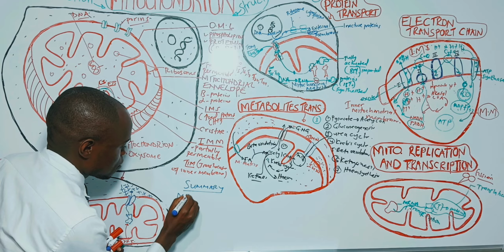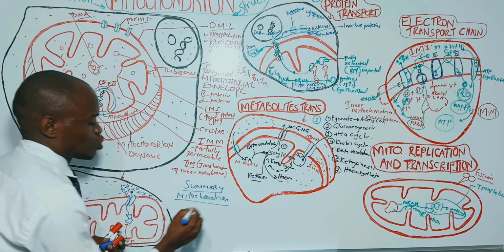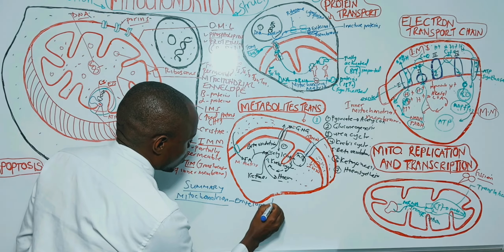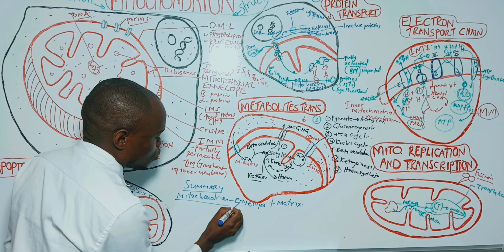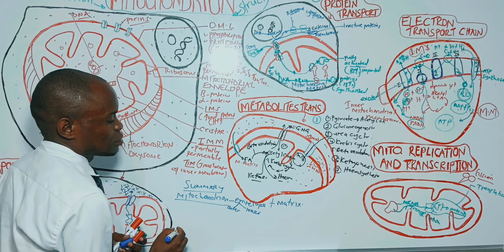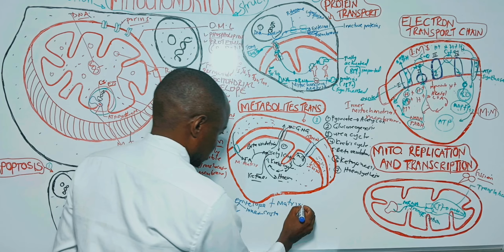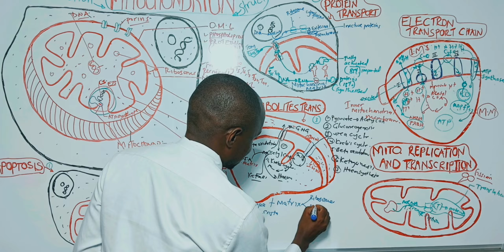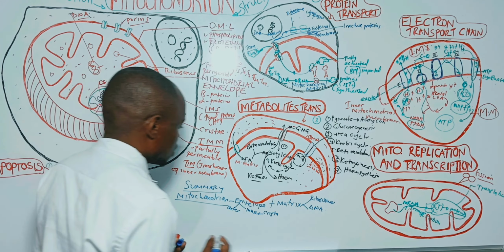So the mitochondria consists of the mitochondrial envelope, plus the matrix. This envelope consists of the outer membrane and the inner membrane. The inner membrane has the cristae. Then the matrix consists of the ribosomes, the DNA, and others.